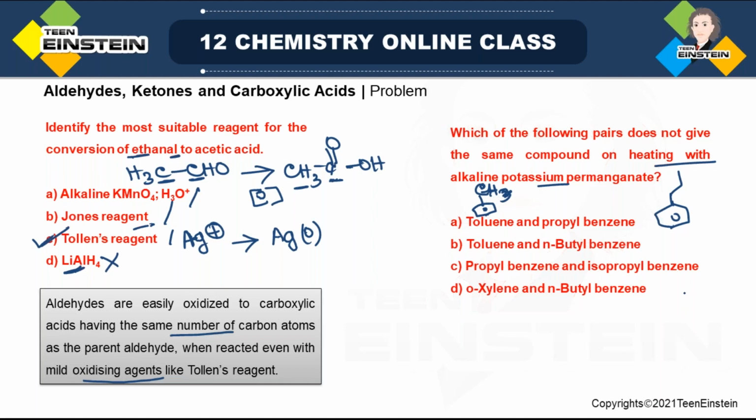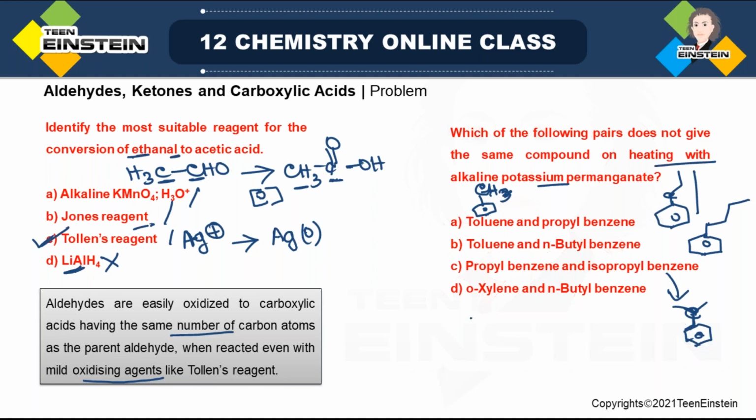So 1, 2, 3. This is propyl benzene. Then in option B, again toluene and n-butyl benzene. When it is n-butyl, that means a 4 carbon chain: 1, 2, 3, 4. Then propyl benzene again, which we have already drawn. Isopropyl benzene. What is isopropyl benzene? This is isopropyl benzene. Now try to understand the difference with propyl benzene. Propyl benzene also has a 3 carbon chain, but it is a simple linear chain, and the terminal carbon is attached to the benzene ring. Here it is not so; the middle carbon is attached to the benzene ring. That is the difference between normal propyl chain and isopropyl chain. So this is isopropyl benzene.